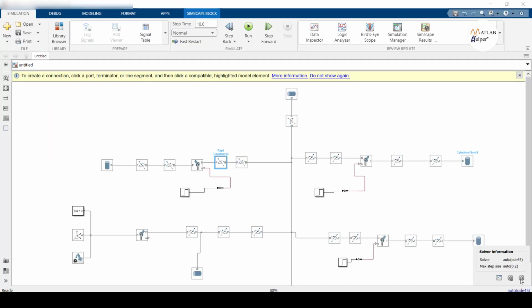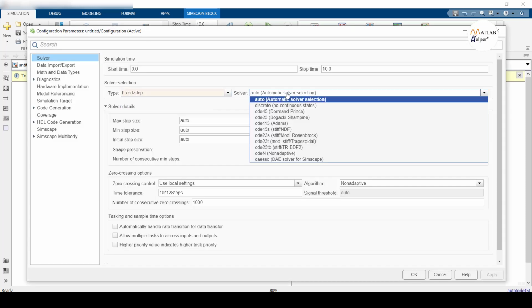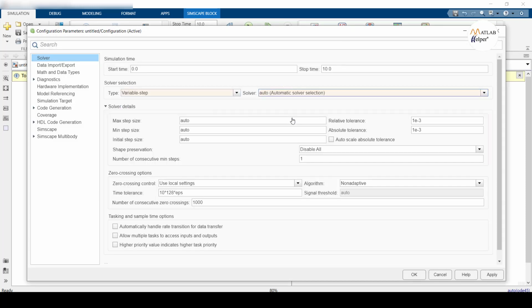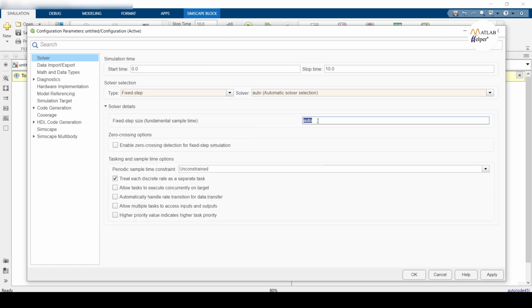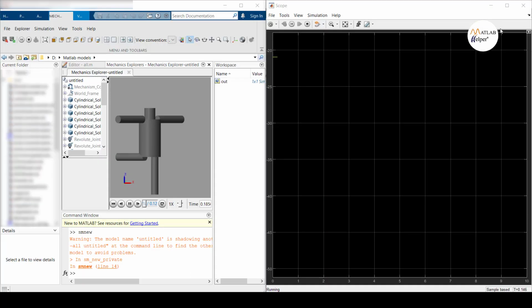Now compute the model and run the simulation on fixed step and size of 1e-5 and solver ODE3 Bogacki-Shampine. Periodic sample constraint unconstrained, allow tasks to execute concurrently on target. Time period of 10 seconds.